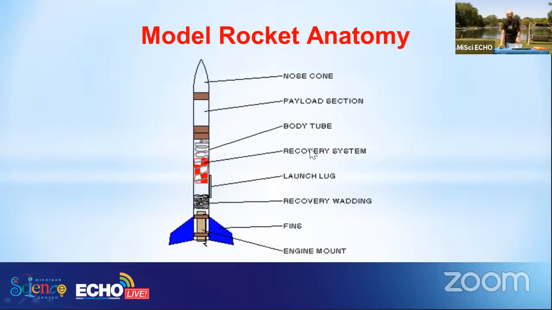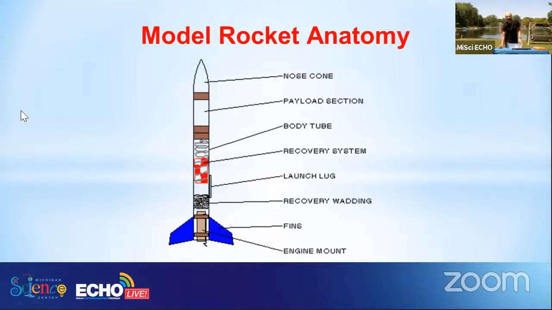Now, if we go through the other parts of this, right, this section right here is what we might call the payload section. If this model rocket were carrying astronauts into outer space, that's where our crew might sit. That might also be where we place the cargo if we were sending up supplies to the International Space Station or perhaps other places up in Earth orbit.